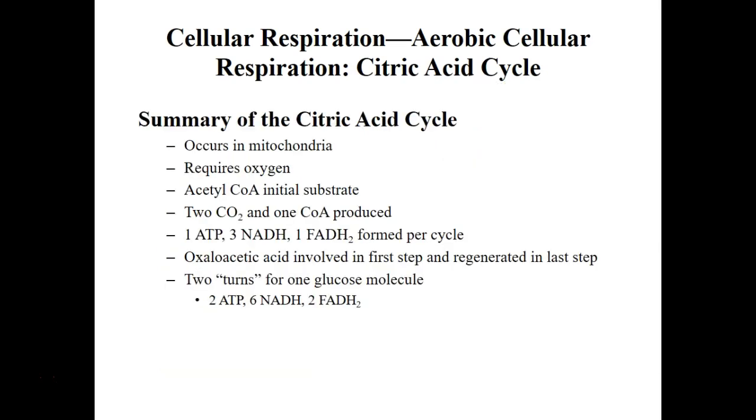This occurs in the matrix of the mitochondria. It requires oxygen. Acetyl coenzyme A is the initial substrate. Carbon dioxide and coenzyme A are produced. ATP, NADH, and FADH are formed through the oxidation of the acetyl group. Oxaloacetate is involved in the process, and it is regenerated in the process. So for every 2 turns of the citric acid cycle, 1 glucose molecule is going to release 6 NADH, 2 FADH, and 2 ATP.